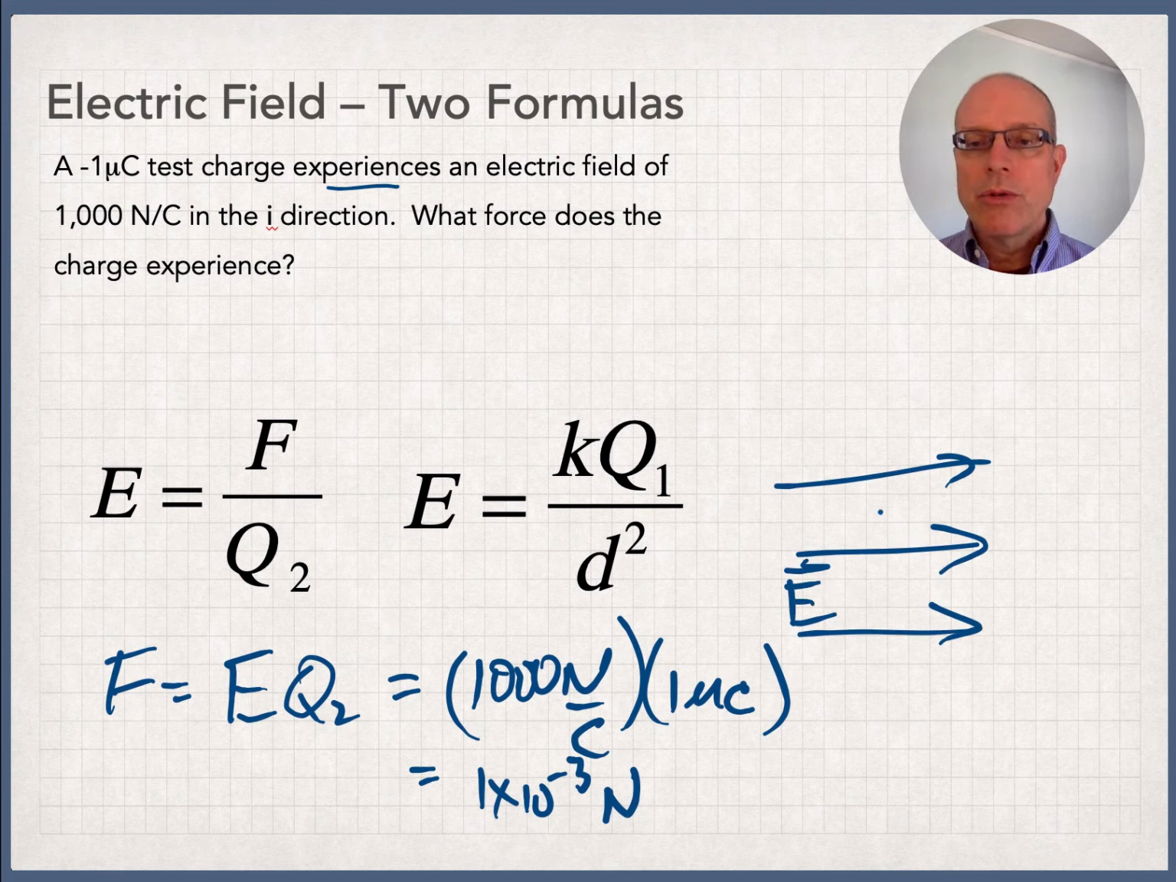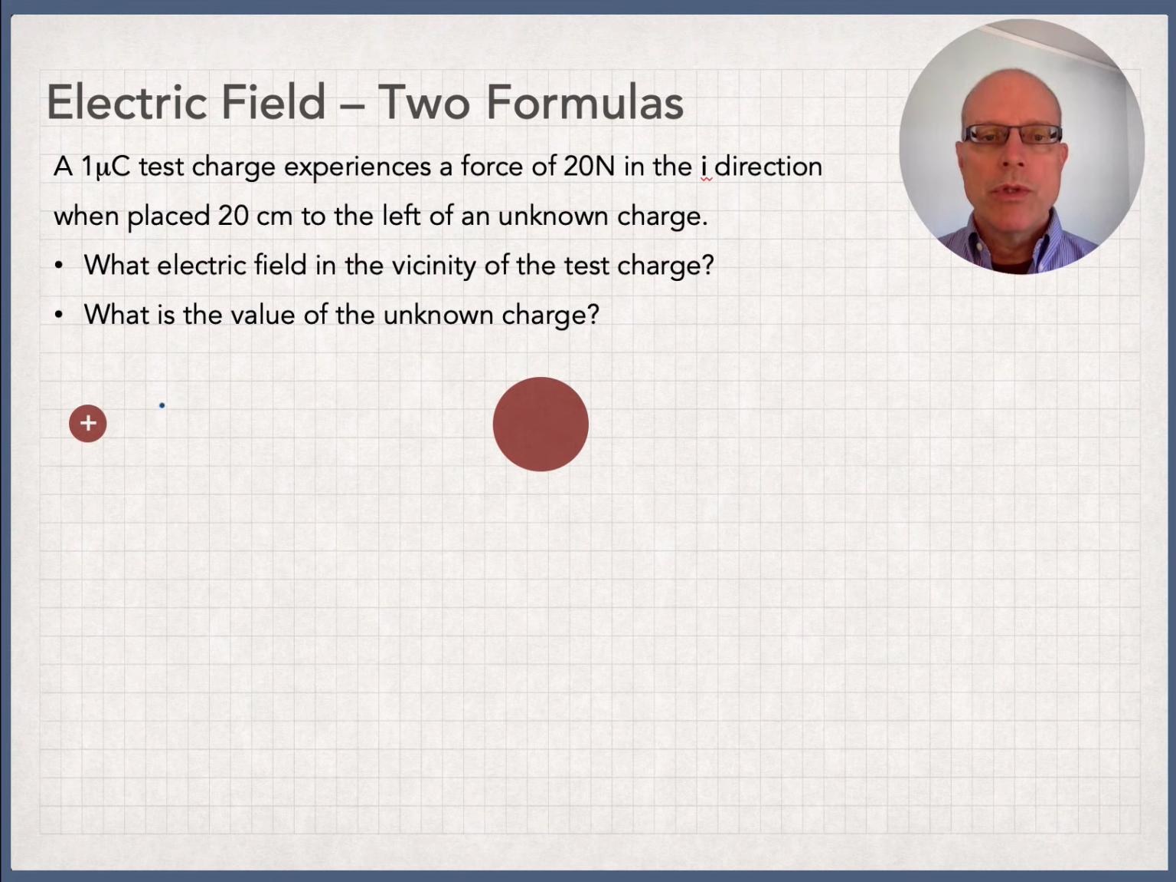So I've got my little test charge, and I knew that was the thing to do because it's passive, experiencing a force of 20 newtons in the i direction. So this guy is getting towed with a force of 20 newtons in this direction. And they ask us, first of all, what's the electric field in the vicinity of the charge? Well, we can do that.